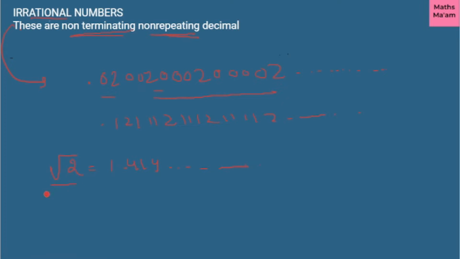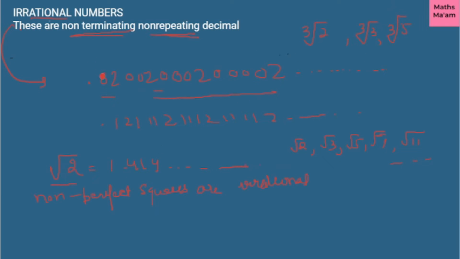So all the non-perfect squares are irrational numbers. Remember this. Like root 2, root 3, root 5, root 7, root 11 and so on. Or you can say cube roots are also irrational numbers, like cube root of 2, cube root of 3, cube root of 4. These are all irrational numbers.